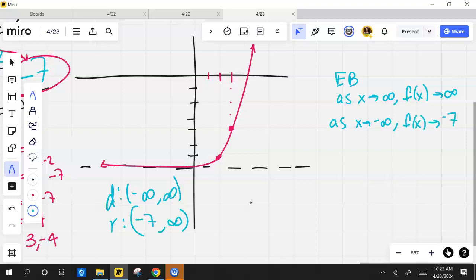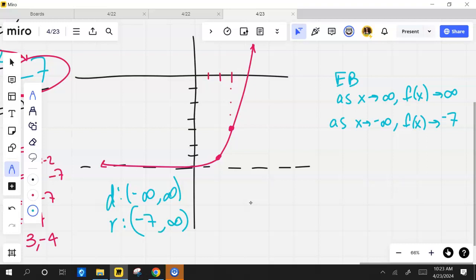-7. I'm approaching, never becoming, but approaching and getting closer and closer to -7. Do y'all see why that is? I'm hugging that line. The further I get left, the closer I get to -7. Never actually will be -7, but I'm approaching it.